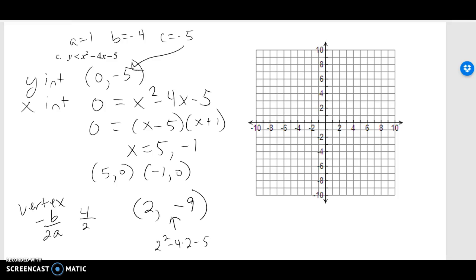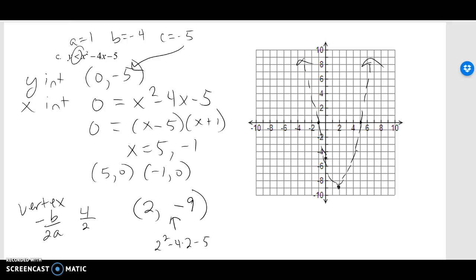Now we start plotting all this. So the vertex is at 2, -9, and this will open up because our a value is positive. Let's see, I'll plot my y-intercept at 0, -5, and my x-intercepts at -1, 0, and 5, 0. This parabola will be dashed because it's not equal. It's a little bit harder to make a dashed parabola.